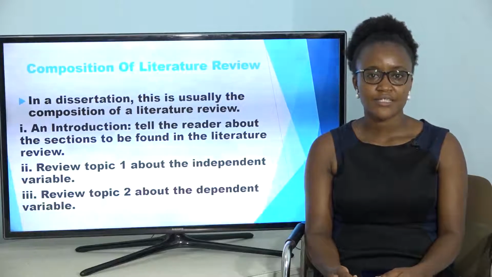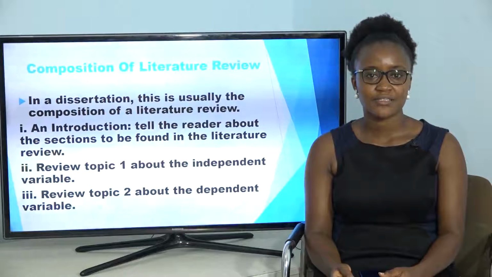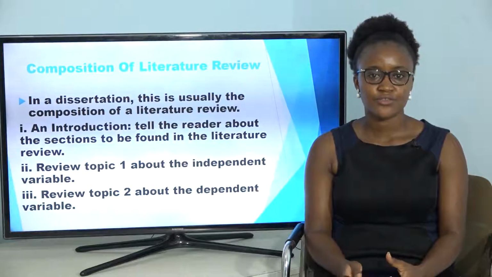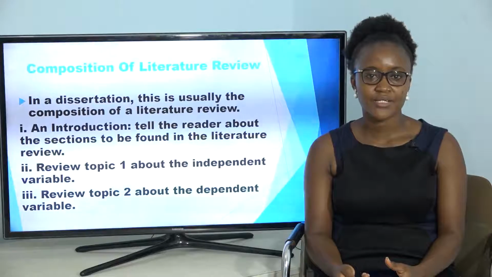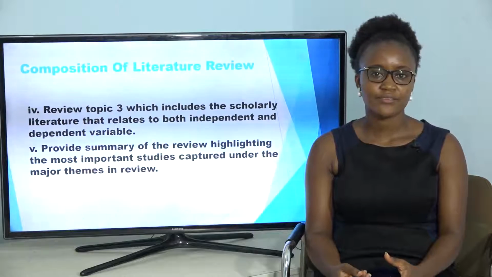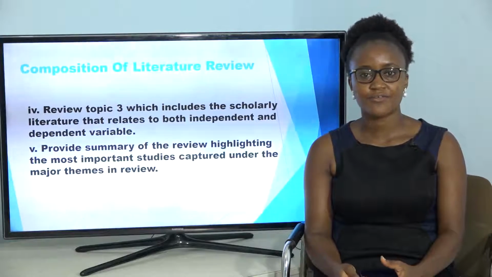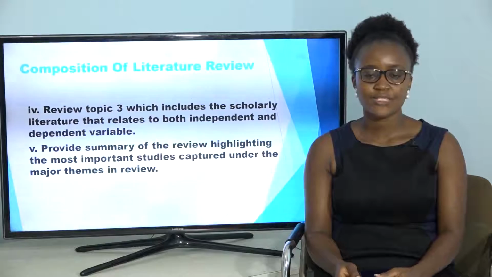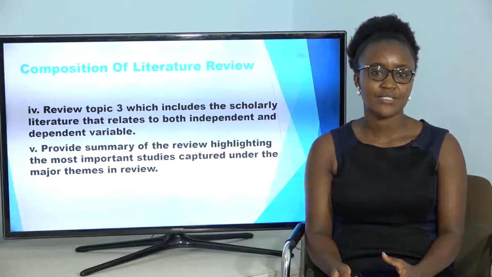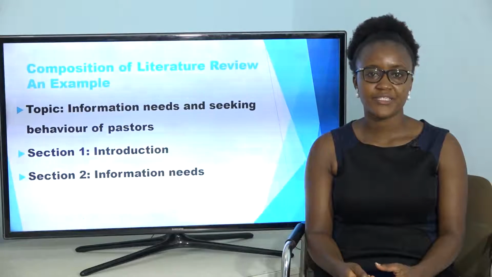So for us, in the literature review of a dissertation, you should have an introduction, you should review topics about the independent variable, about the dependent variable, and then scholarly literature that relates to both the independent and dependent variable. After that, you give a summary of the review, highlighting your most important studies captured under the major themes in the review. So for example, we have information needs and seeking behavior of pastors.